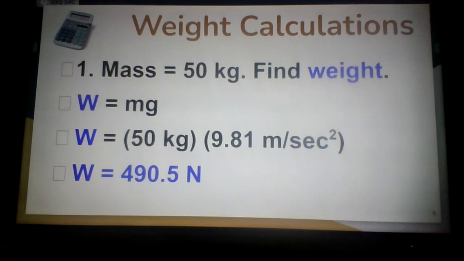But again, estimate first. 50 times 10 is 500. I'm really multiplying by a little less than 10, so I need to have an answer a little less than 500. Ready?